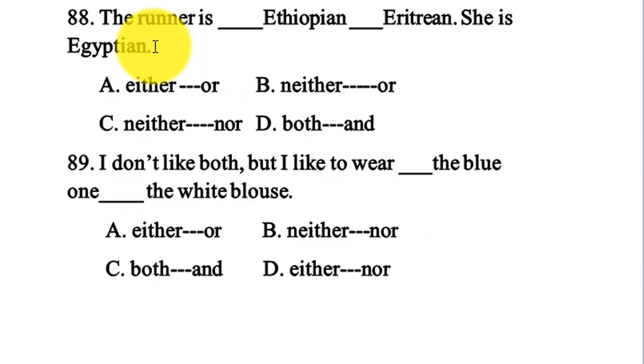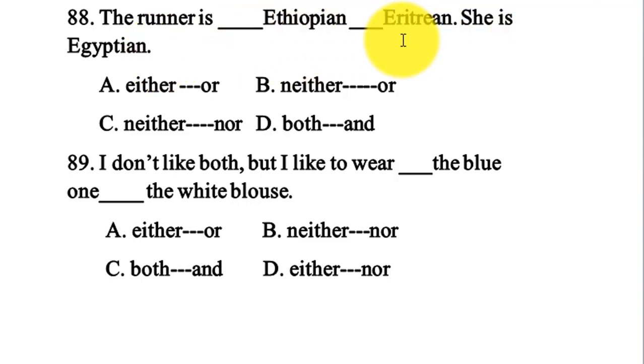The runner is blank Ethiopian, blank Eritrean. She is Egyptian. Great question. This is a question of either both sentence or something like that. Anyway, a clear question here. Two distractors: an Ethiopian or Eritrean. She is Egyptian. She's not Ethiopian and she's not Eritrean.